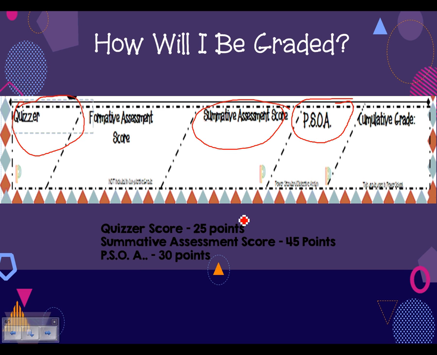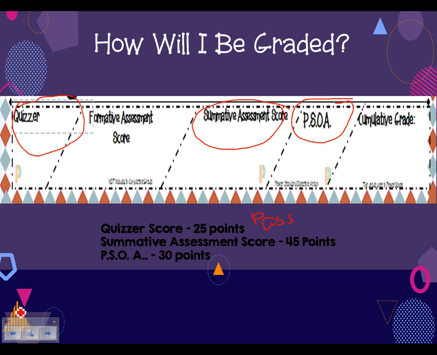Now your Quizzer score pretty much is you did it or you didn't do it. So if you did it, it's either a pass or a fail. You did it or you didn't do it. If you don't do it, you don't get another opportunity to go back. It's either you did or you didn't. The summative assessment score is the big piece. That's 45 points. That's the final activity. Once we've done all the different learning activities, this is your chance to shine. So that's the biggest point. The PSOA is your completion of those activities, which is why it's worth 30 points.